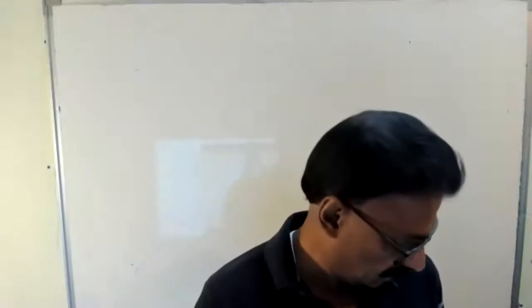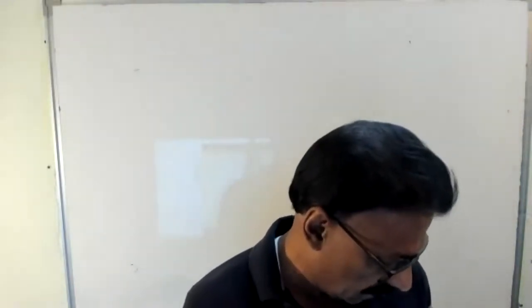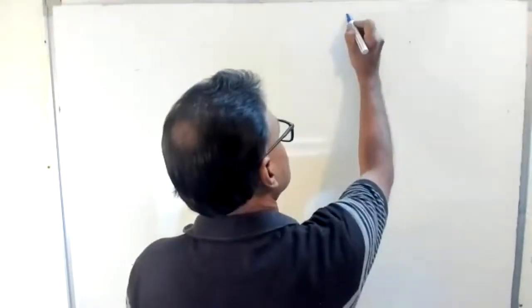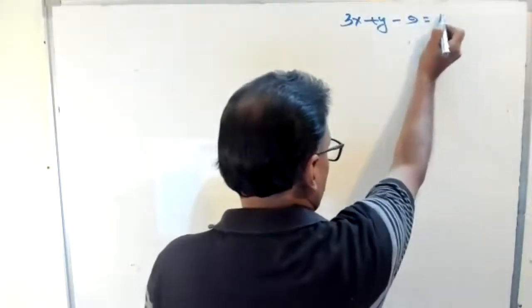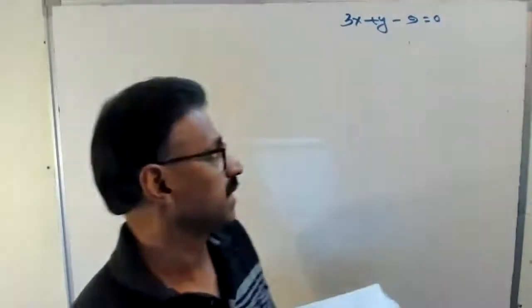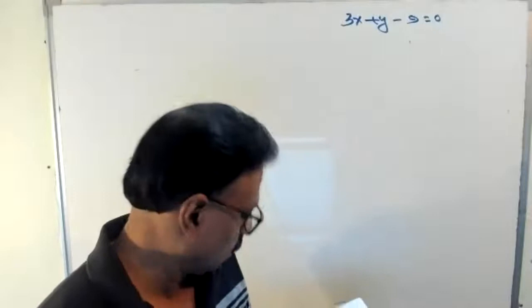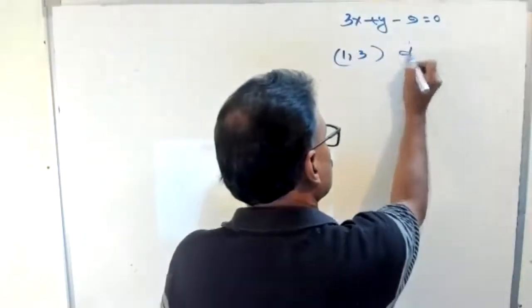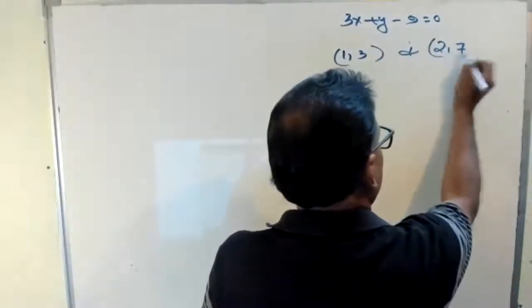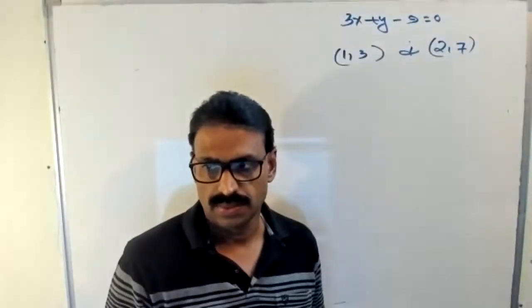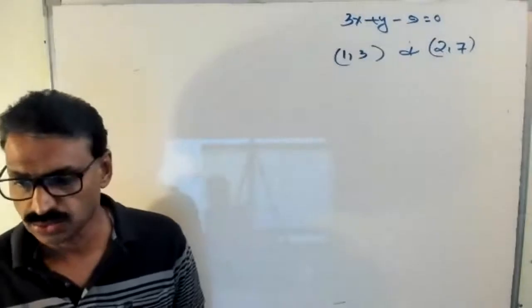Find the ratio in which the line 3x plus y minus 9 equal to 0 divides the line segment joining the points (1, 3) and (2, 7).